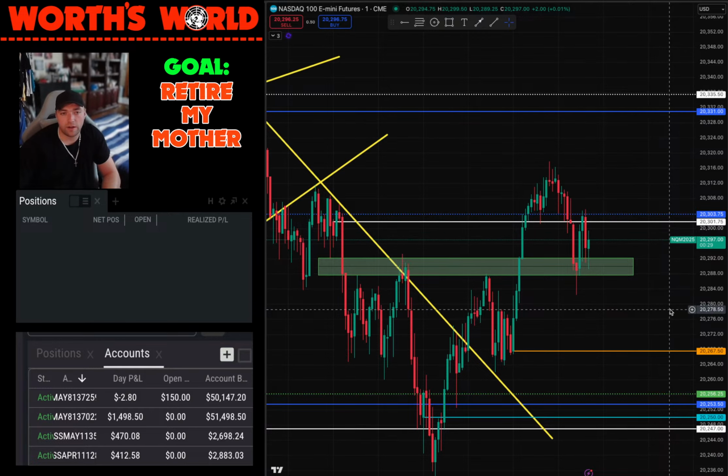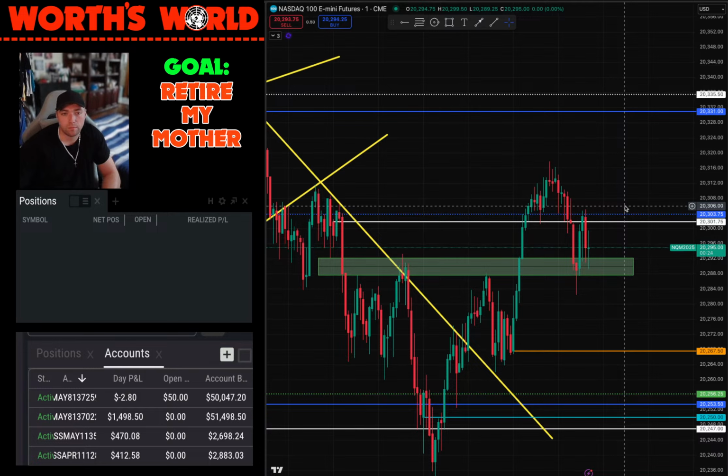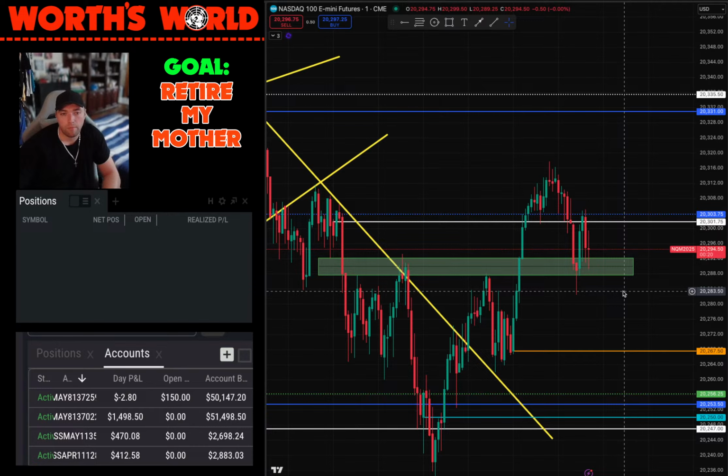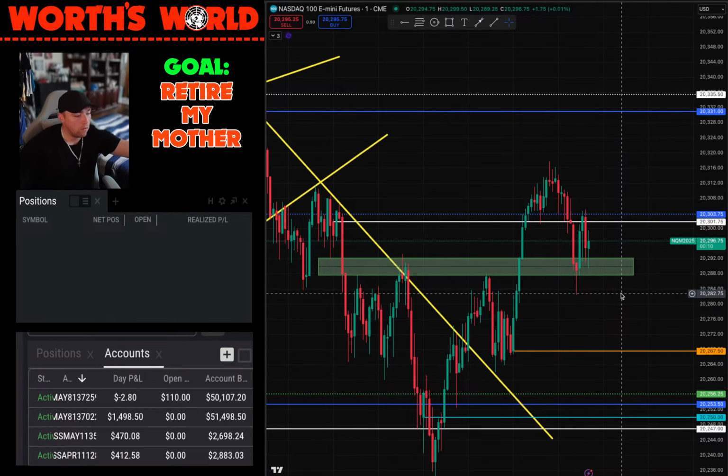They're really messing around here. I really like this setup. I do too, but I just don't want to get stopped when I'm trading very close to the ETF.